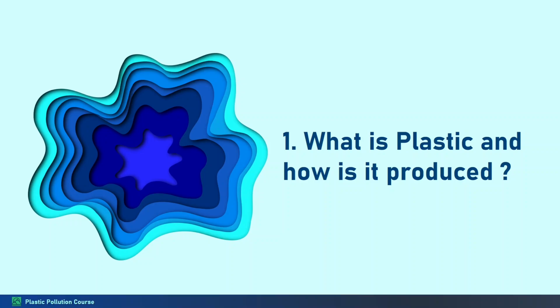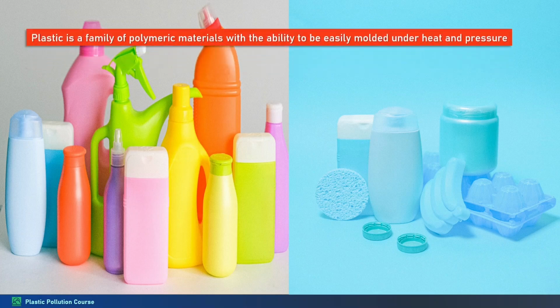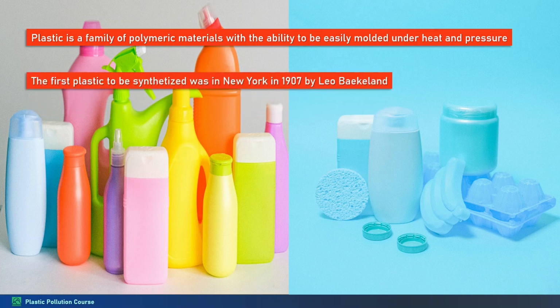Plastic is a family of polymeric materials which can be easily molded under heat and pressure, hence the property of plasticity. In fact, the term plastic originated from the Greek word plastikos, which means apt for molding. Other properties of plastics, such as low density, low electricity conductivity, durability, flexibility, and low production cost, allowed its use in many sectors. The first plastic to be synthesized was in New York in 1907 by Leo Baekeland.